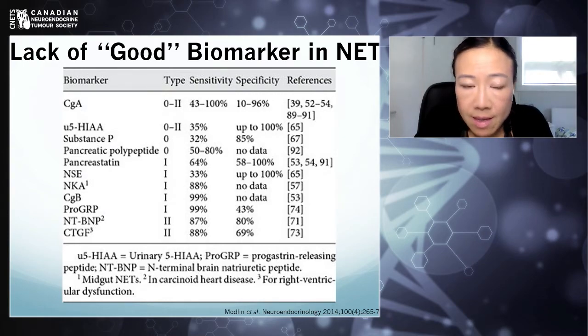And the last two, BNP, which stands for brain natriuretic peptide, and CTGF, which represents connective tissue growth factor, are only used in the situation of indicating carcinoid heart disease.